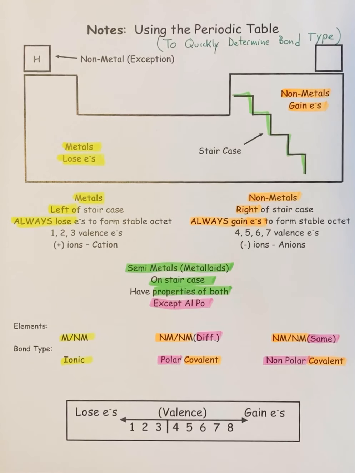Today we're going to be talking about the periodic table and how to use it to quickly determine the types of chemical bonds that you are working with. I mentioned this a little bit in my last video. Now I'm going to go into it in a little bit more detail, and I'm going to have you do some drawing on your periodic table.